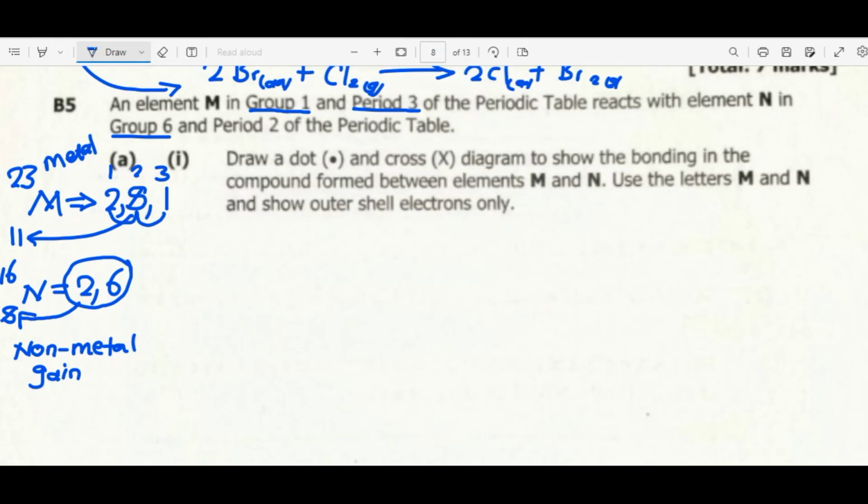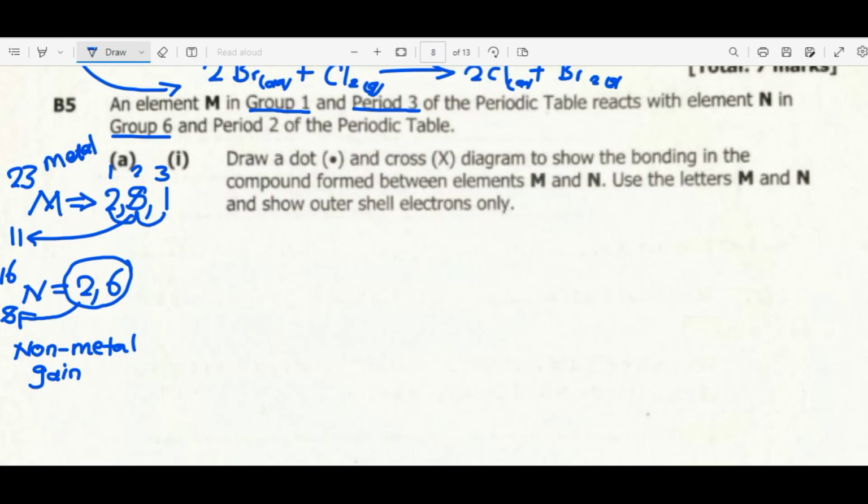Now if you look at element N, for element N to be stable, it needs 2 extra electrons, but one atom of M can only lose 1. So what happens if the number of electrons given out does not equal the number of electrons acquired? In this case, sodium, which is element M, must score another sodium so that they lose the 2 electrons to give the oxygen.